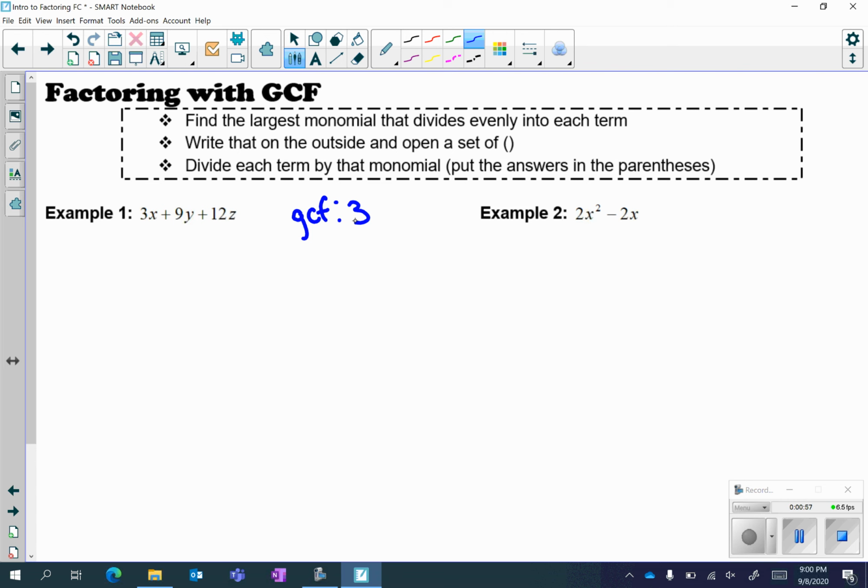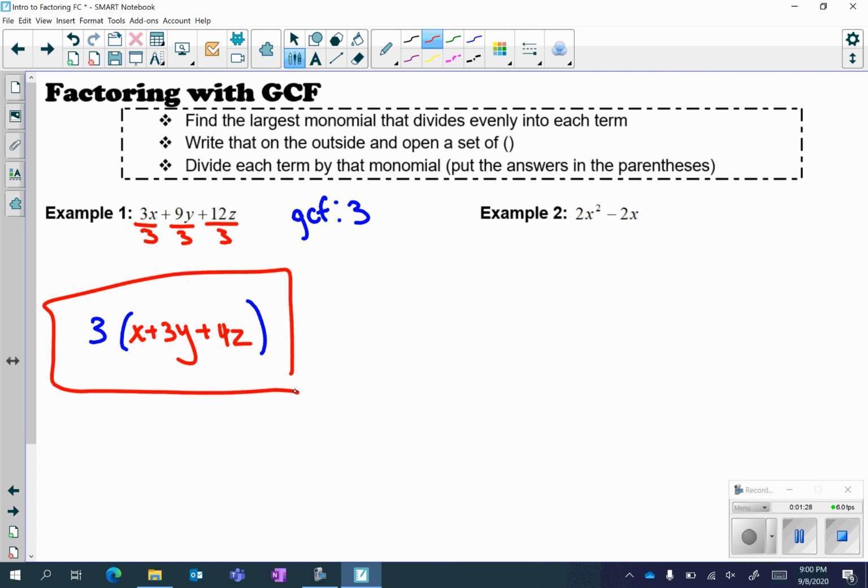What you're going to do is create a set of parentheses, and on the outside of the parentheses, you're going to write the GCF. Then, in order to get the inside of the parentheses, you're going to divide each term by the GCF. 3x divided by 3 is x. 9y divided by 3 is 3y. And 12z divided by 3 is 4z. And that's your answer. If you were to distribute the GCF back in and multiply the 3 back in, you should come back to your original expression.